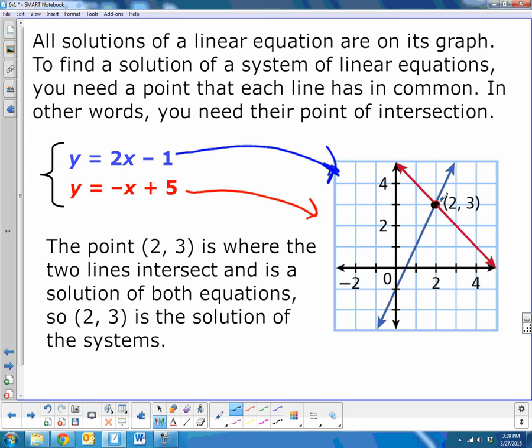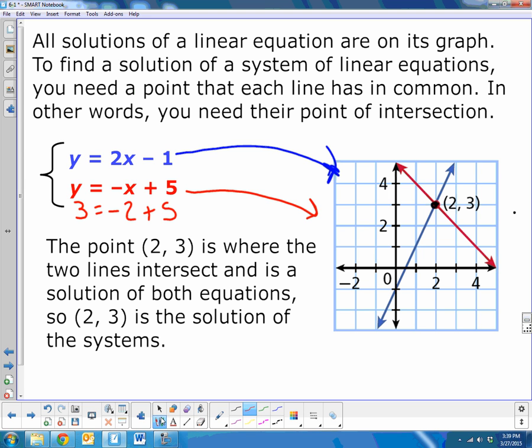This point right here at 2, 3. So the point 2, 3 is on the red line. If it's on the red line, that means that negative 2 plus 5 should equal 3. 2, 3. And sure enough, it does. Negative 2 plus 5 does, in fact, equal 3. And so it's on the red line.